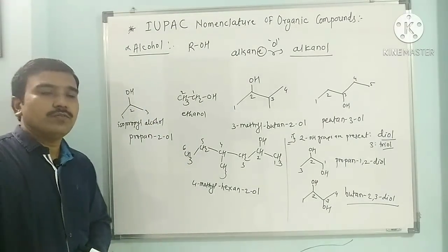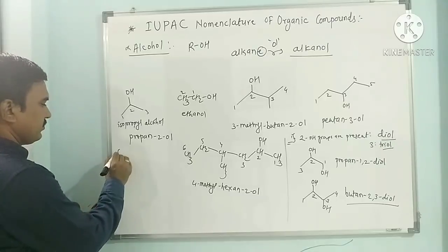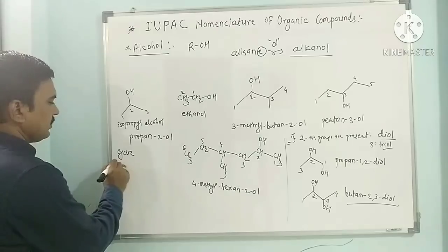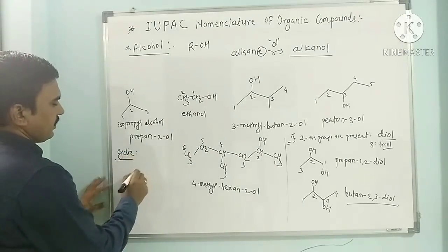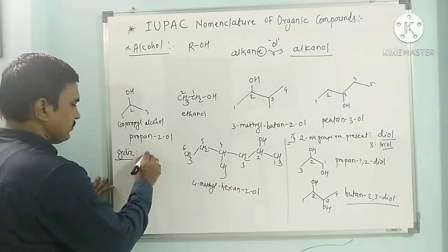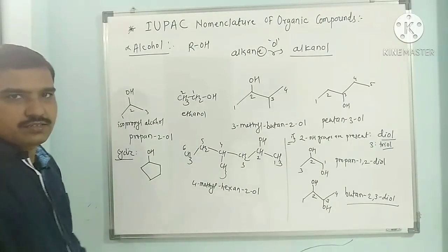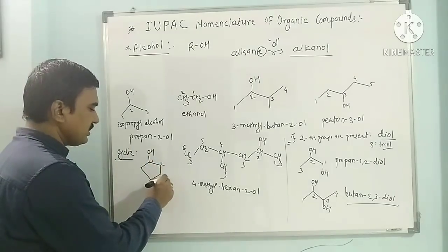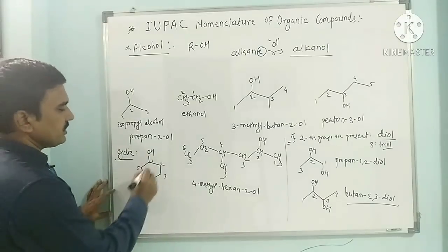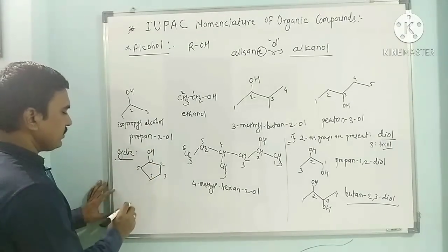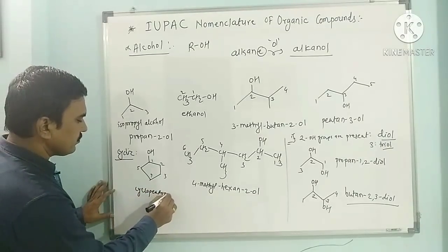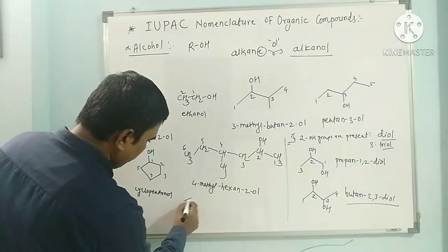Now if we have a cyclic system, in the case of cyclic compounds such as this one, how many carbons are in the ring system? 1, 2, 3, 4 and 5. Total 5 carbons are there. So it is cyclopentane, with OH attached to the first carbon. So it is cyclopentanol. Cyclopentanol.